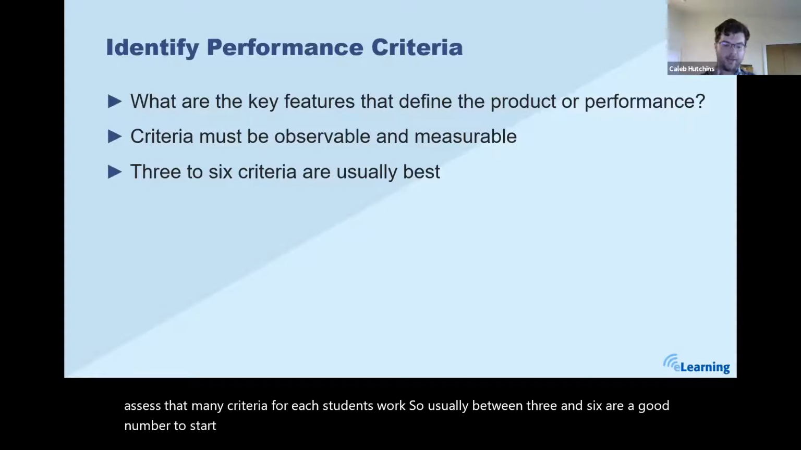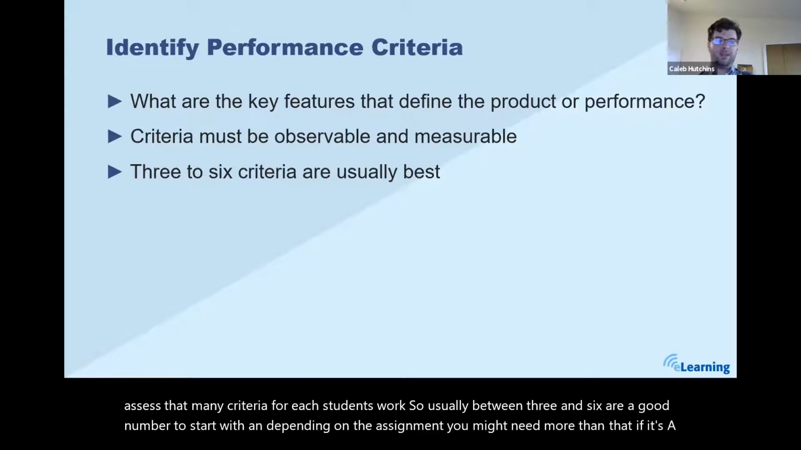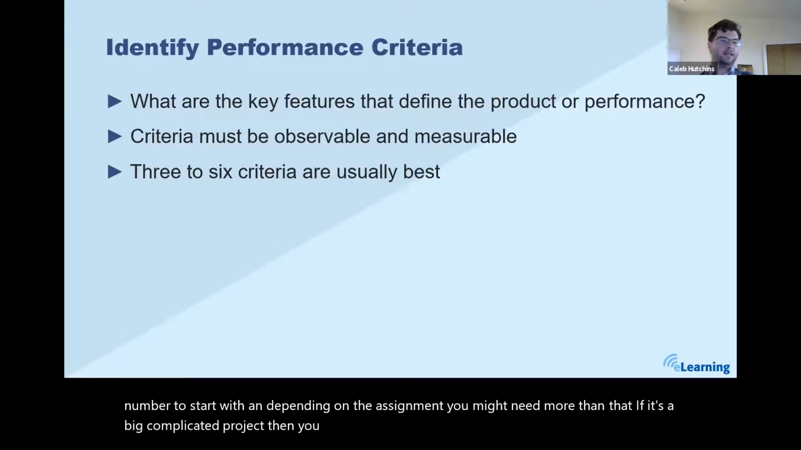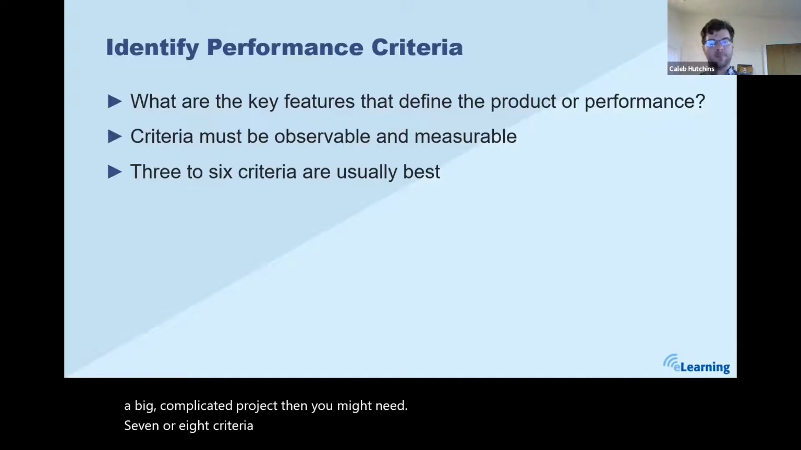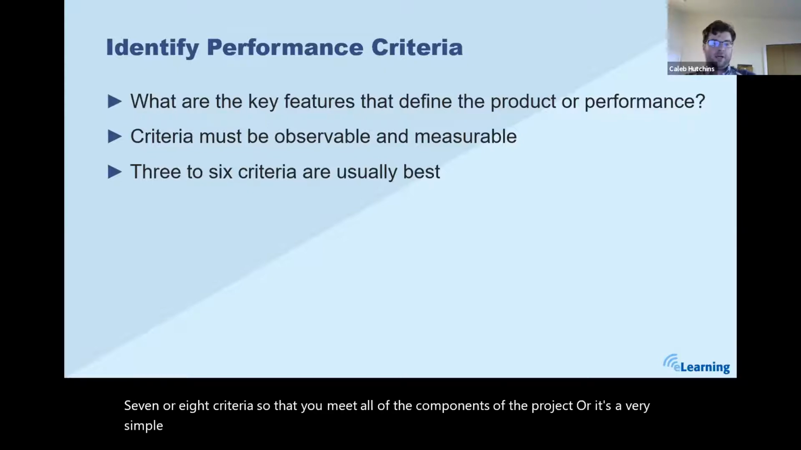And depending on the assignment, you might need more than that. If it's a big, complicated project, then you might need 7 or 8 criteria so that you meet all of the components of the project. Or if it's a very simple project, you might only need 1 criteria. But in general, 3 to 6 is a good starting point.